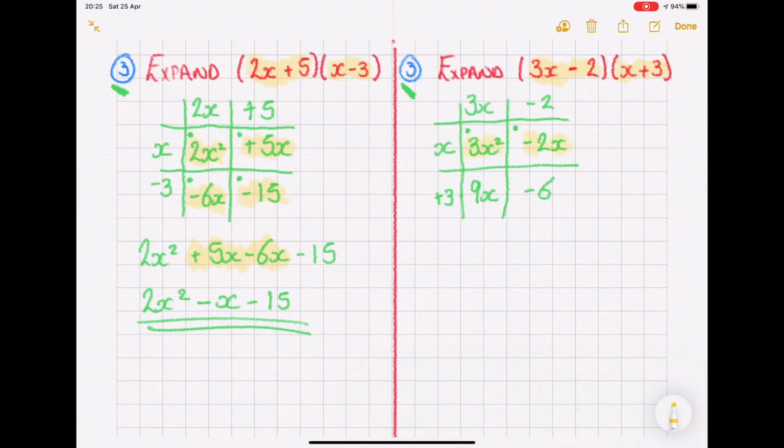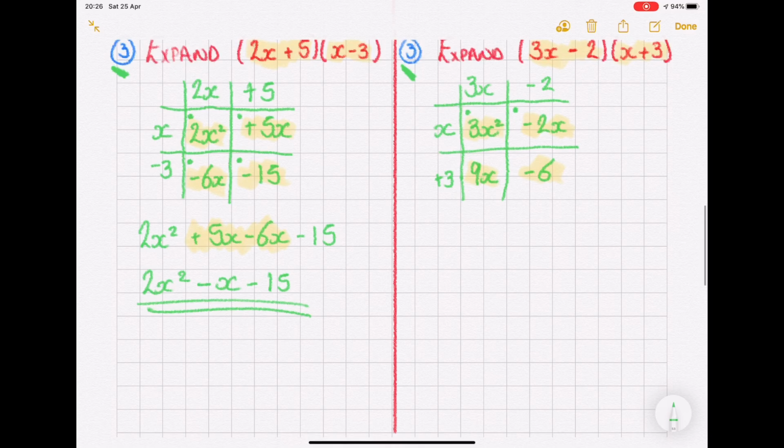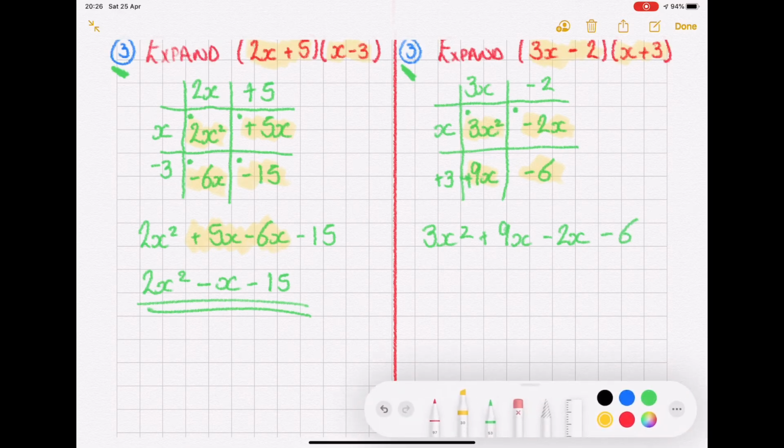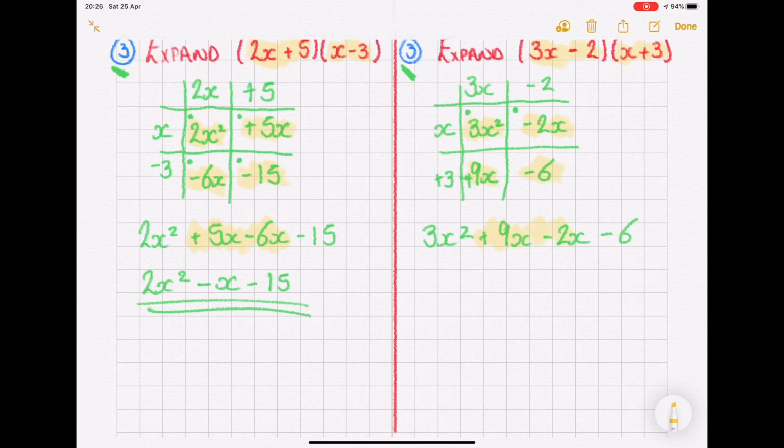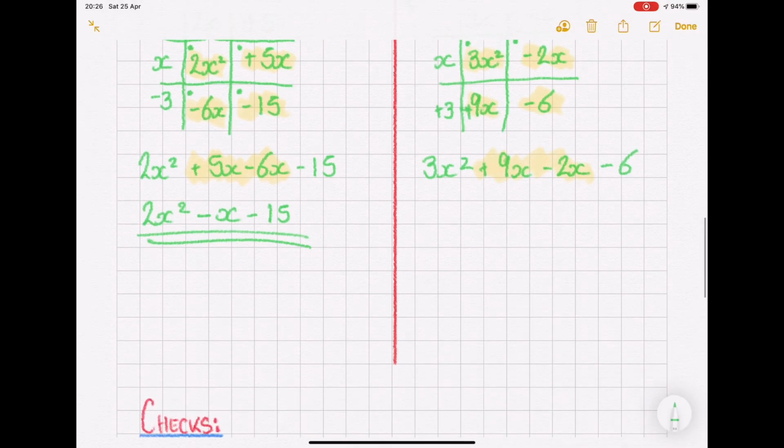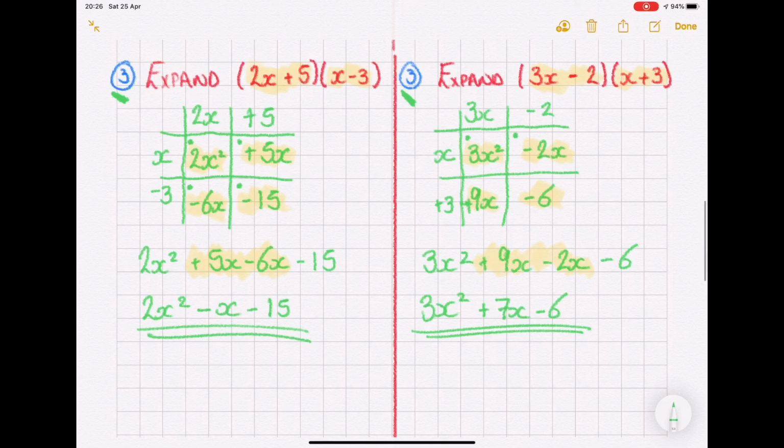So let's take our values from the grid and write them on a new line. 3x squared, plus 9x, minus 2x, minus 6. Can we simplify anything? Yeah, we can simplify those two. So 3x squared, 9x, positive 9x minus 2x is positive 7x, minus 6. And that's our final answer there.